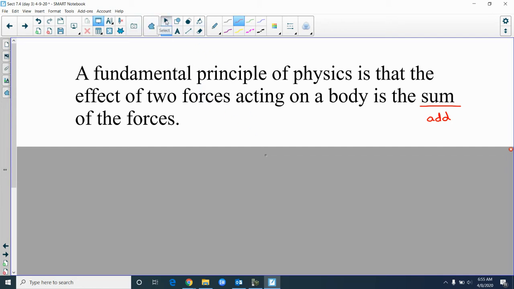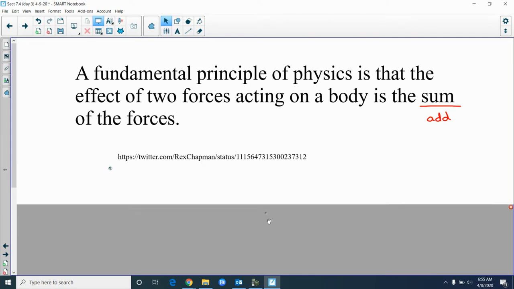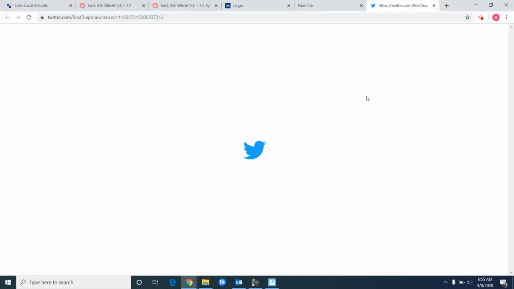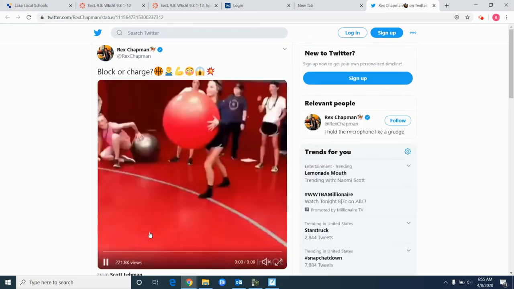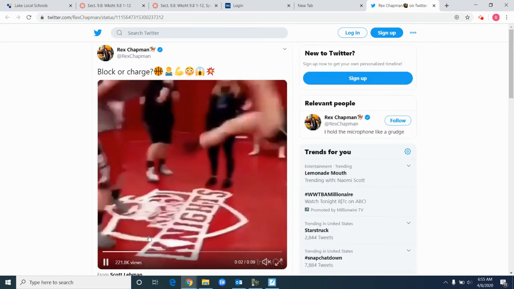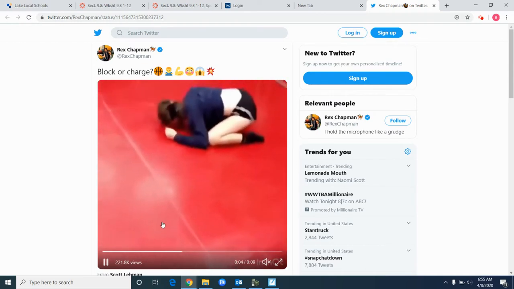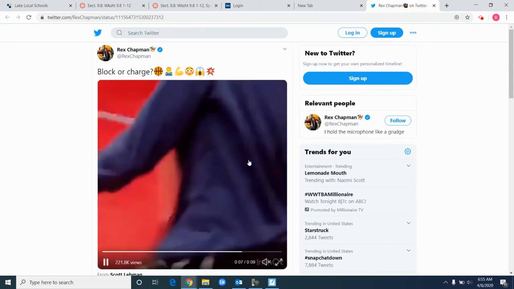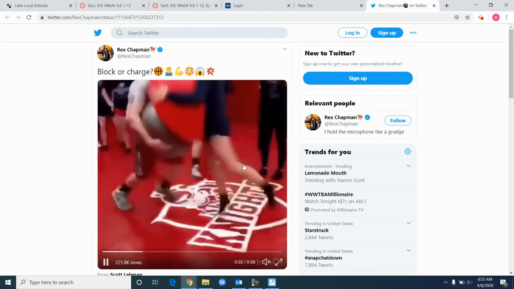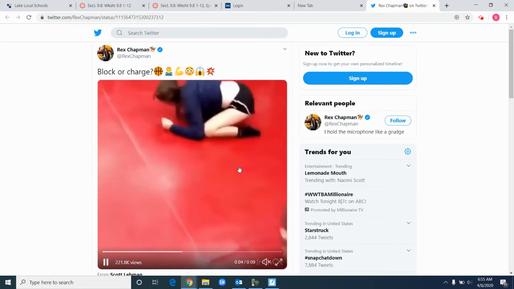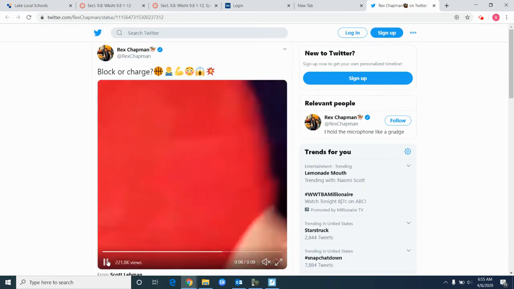Just to give you a visual, we'll go to one of my favorite Twitter people, Rex Chapman. This is a segment called Block or Charge, and it's usually dumb people doing dumb things and the results that happen. These are two forces running at each other. And remember, football kids, lower man always wins, or girl. So right there, that's the effect of the forces.